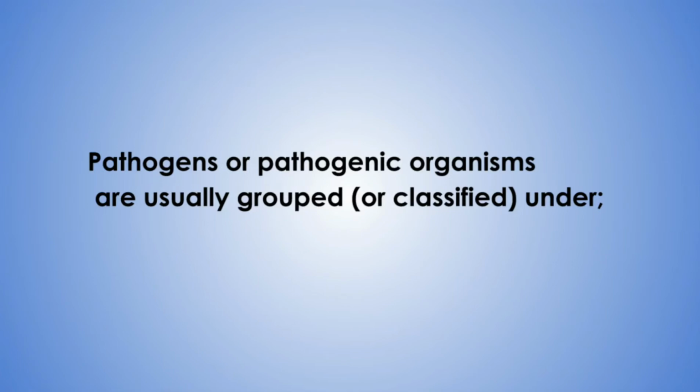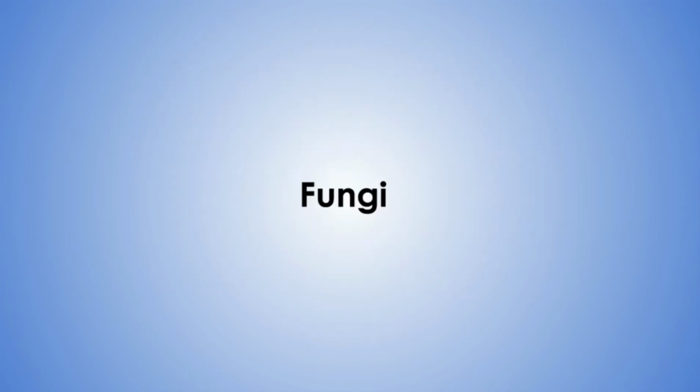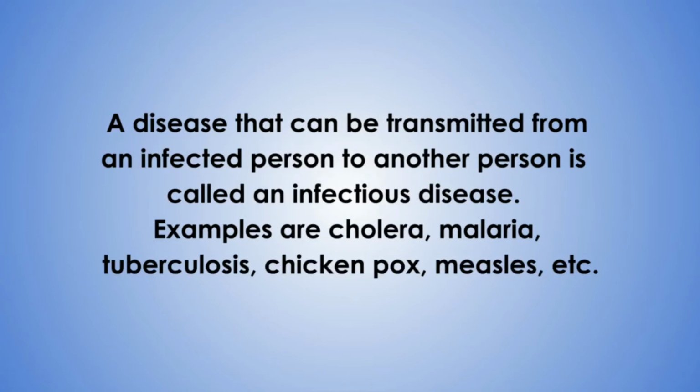Pathogens or pathogenic organisms are usually grouped under bacteria, viruses, protozoa, and fungi. More often, pathogenic diseases can be transmitted, that is, passed on from an infected person to another person who may also suffer from the disease. A disease that can be transmitted from an infected person to another person is called an infectious disease. For example, cholera, malaria, tuberculosis, chickenpox, measles, etc.